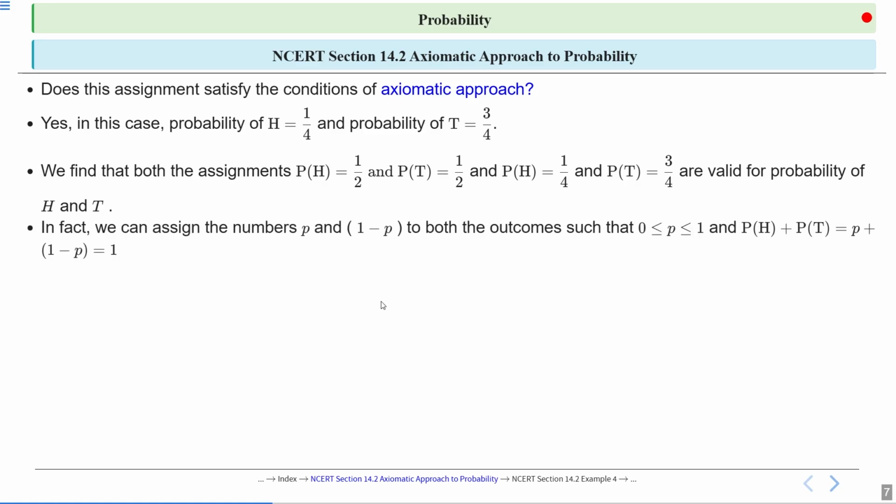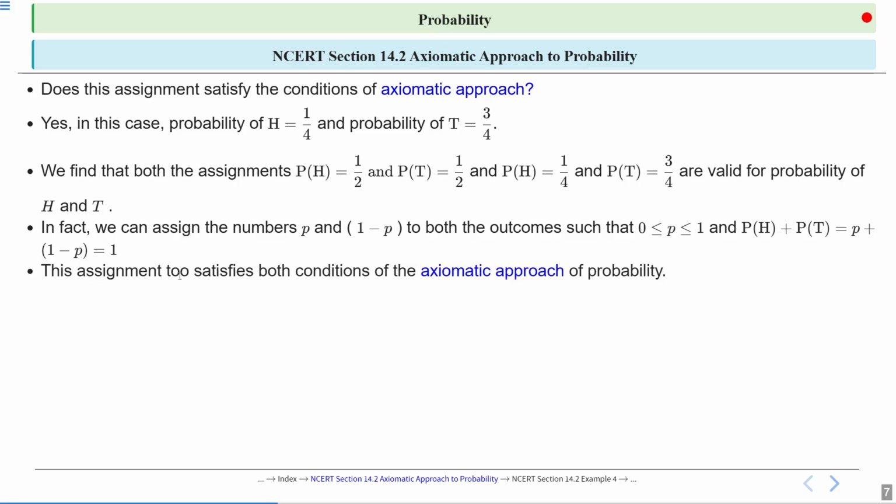So in fact, we can assign the numbers P and 1 minus P to both the outcomes such that 0 is less than or equal to P, which is less than or equal to 1. Okay, so we can assign this number P and 1 minus P to both the outcomes, and here P lies between 0 and 1. Okay, and here you can see P of H plus P of T is equal to P plus 1 minus P, and this is equal to 1. So this assignment too satisfies both the conditions of the axiomatic approach of probability.